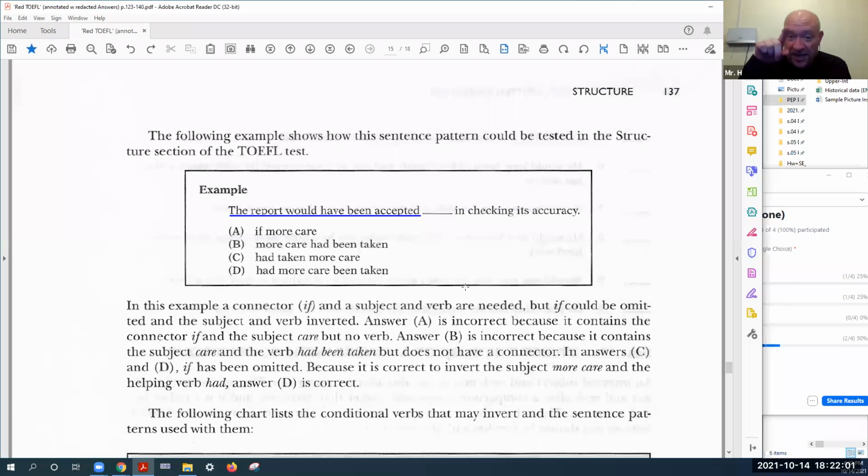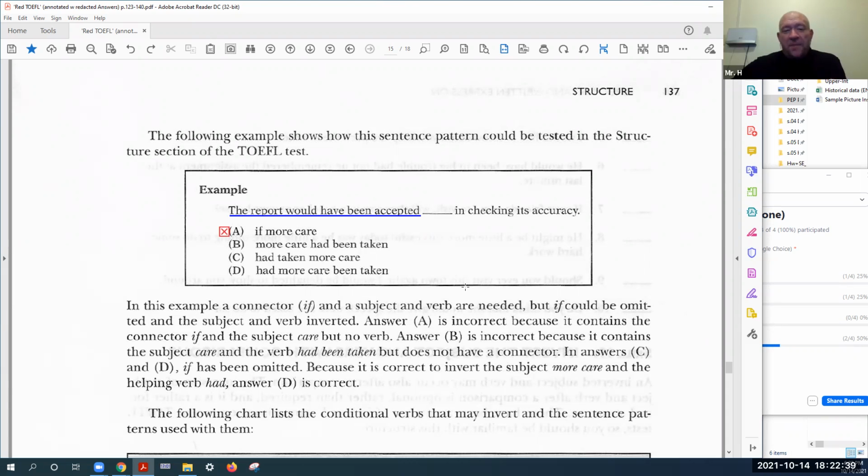So we have the connector, then care as the subject. Now we need a verb. Do you see a verb? No. So unfortunately, A is wrong. You lost marks on TOEFL there. All right. Harvey, did you choose B? It's D, sorry, you said D. So Assad, what about you? I choose B. All right, let's go with you, Assad.